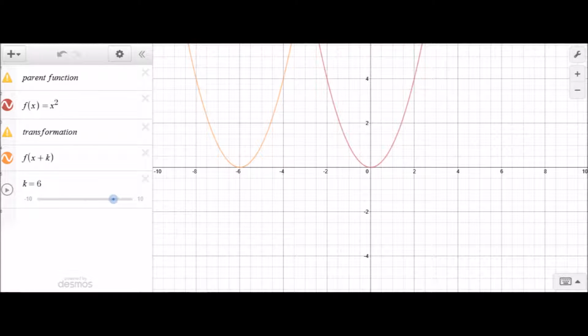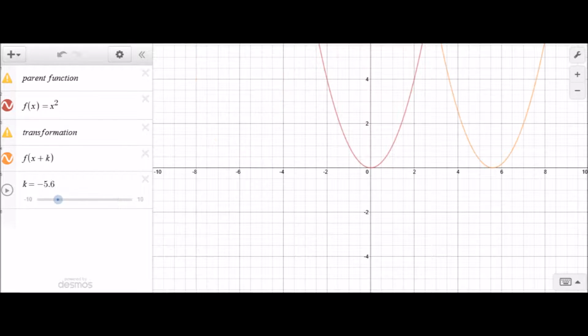Finally, we have f of x plus k. If k is positive, the graph moves to the left on the x-axis, and if k is negative, it moves to the right on the x-axis.